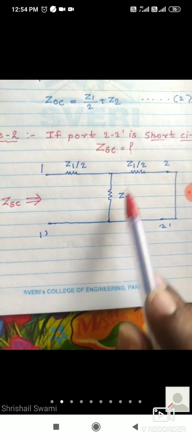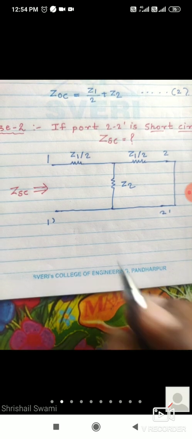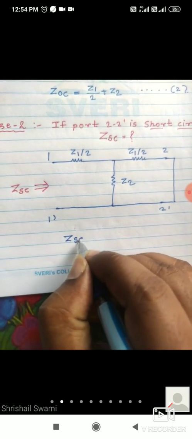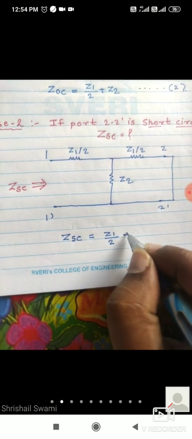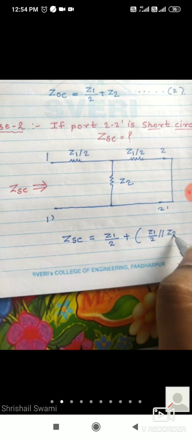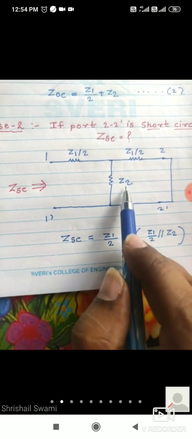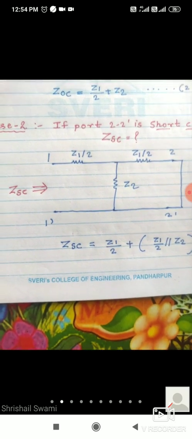So what you are going to find out now? Observe from this side and calculate ZSC. So what will be the ZSC? These two are in parallel, and that is in series with Z1 by 2. So ZSC is equal to Z1 by 2 plus Z1 by 2 in parallel with Z2. So calculate this one and rearrange the equation. So what are we getting here?